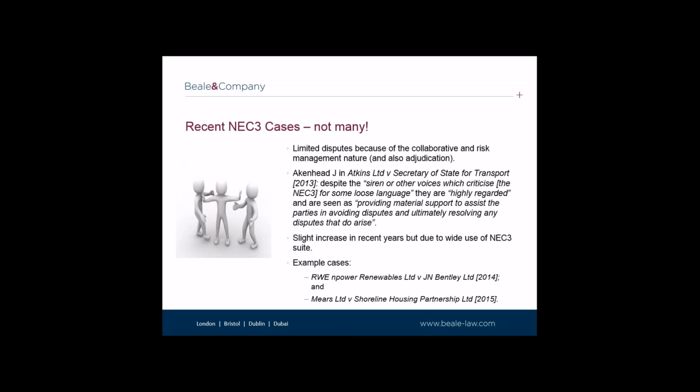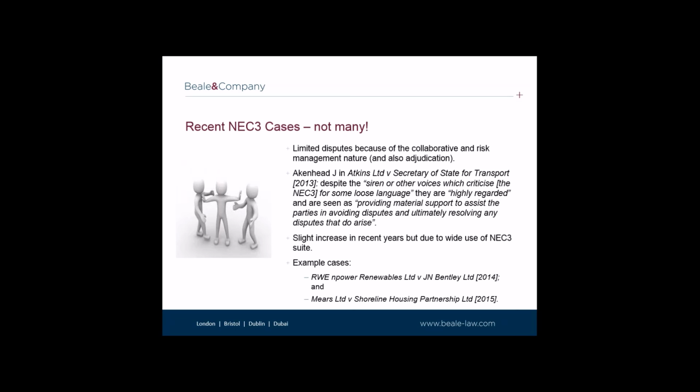This may be because the NEC fosters collaborative practices and active risk management, as we've mentioned. It may be because the NEC is used in larger scale heavy engineering projects with commercial parties who are better placed to find a solution, shall we say, to disputes. Or it may be because disputes under the NEC are generally dealt with at adjudication, and so confidentially.